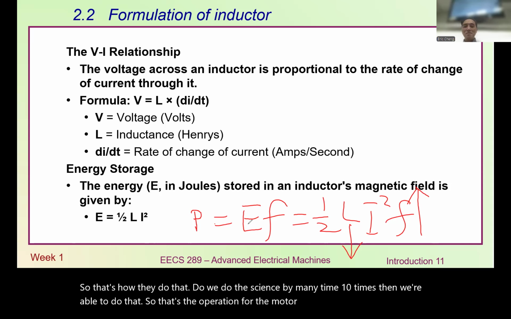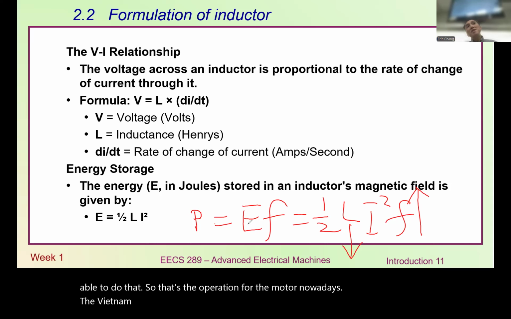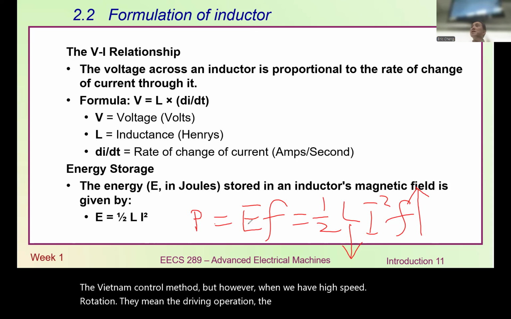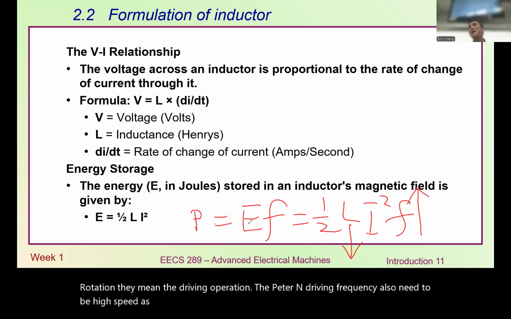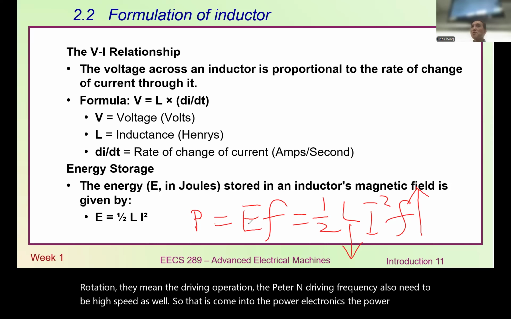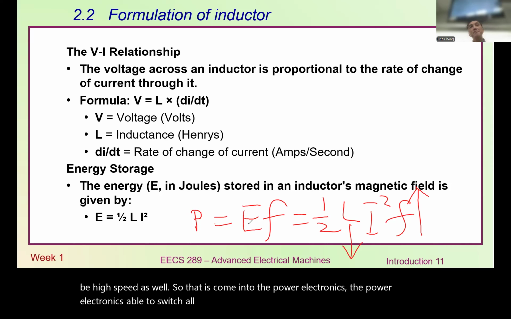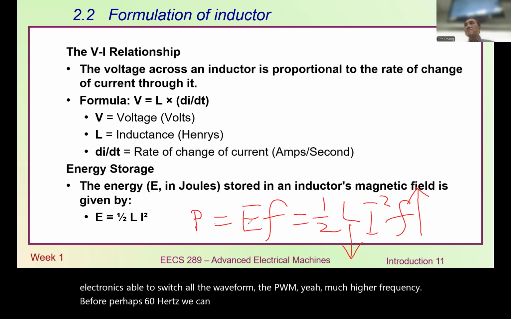We have some other control methods. But however, when we have high speed rotation, that means for the driving operation, the PWM driving frequency also needs to be high speed as well. So that comes into the power electronics. The power electronics are able to switch the waveform, the PWM, at much higher frequency. Before, with perhaps 60 hertz, we could only drive them at maybe 10 kilohertz. It would be quite comfortable.